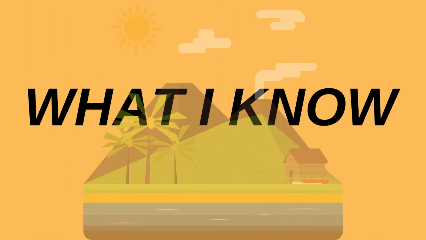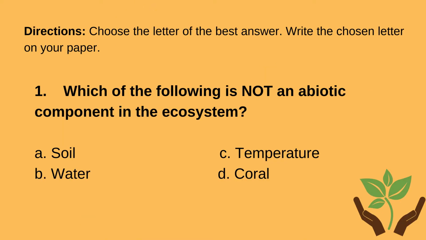What I know. Directions. Choose the letter of the best answer. Write the chosen letter on your paper. Which of the following is not an abiotic component in the ecosystem? A. Soil, B. Water, C. Temperature, or letter D. Coral.